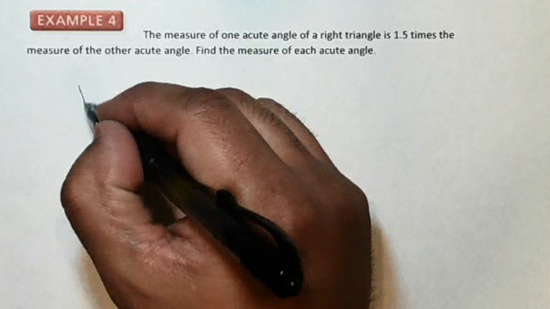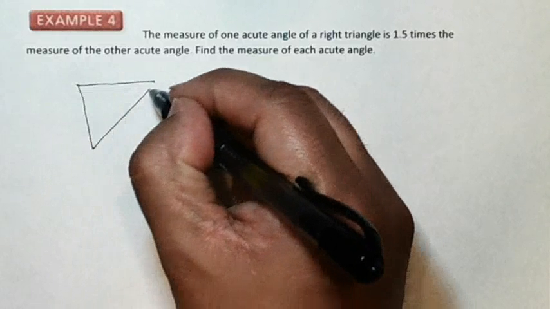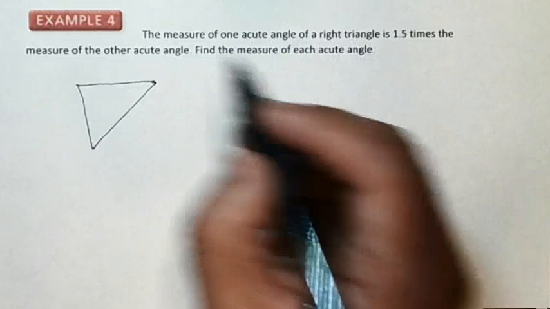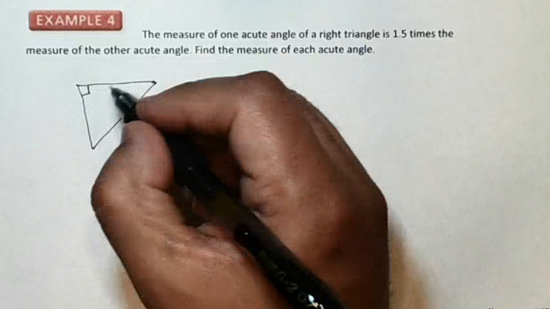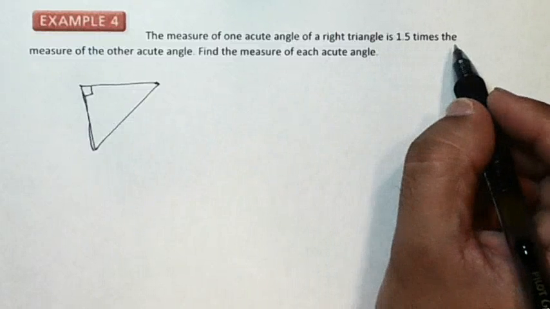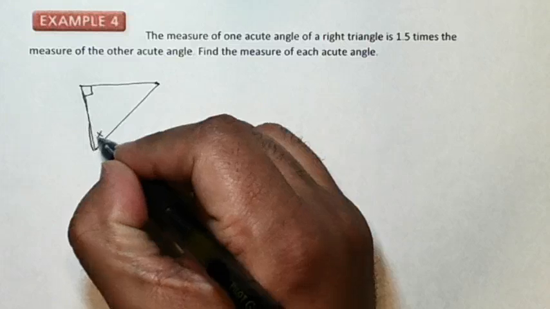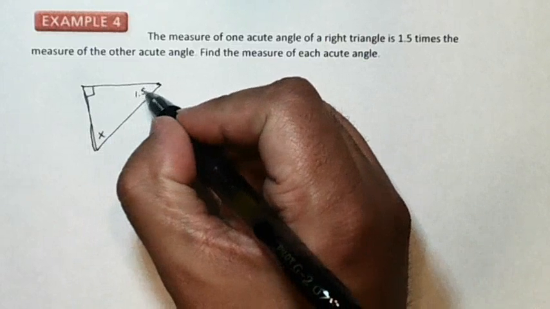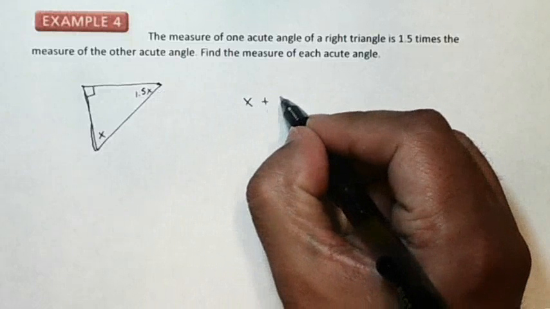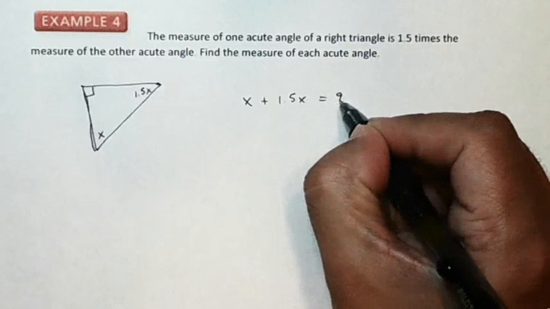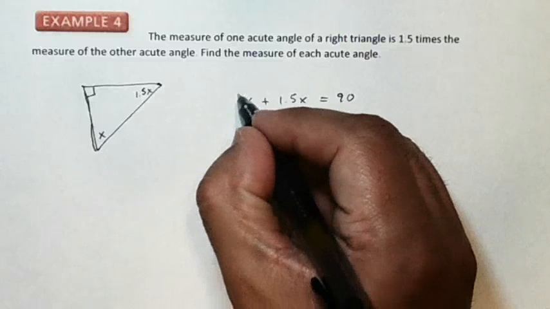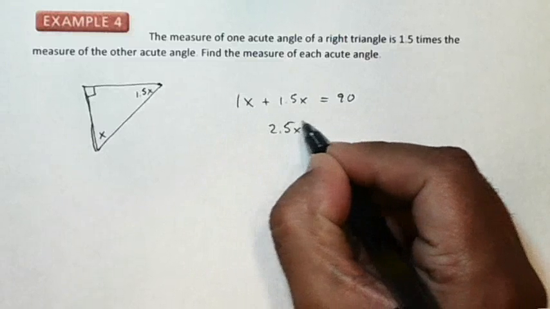A good strategy for geometry is to go ahead and draw this out. So I know it's an acute angle. I know it's a right triangle. So I know one of the angles is 90. One angle is 1.5 times the measure of the other angle. So if I let this angle be x, the other one is 1.5x because it's 1.5 times bigger. So I would set this up as x plus 1.5x equals 90 using the corollary. Remember that there's a 1 here, so this is 2.5x equals 90.